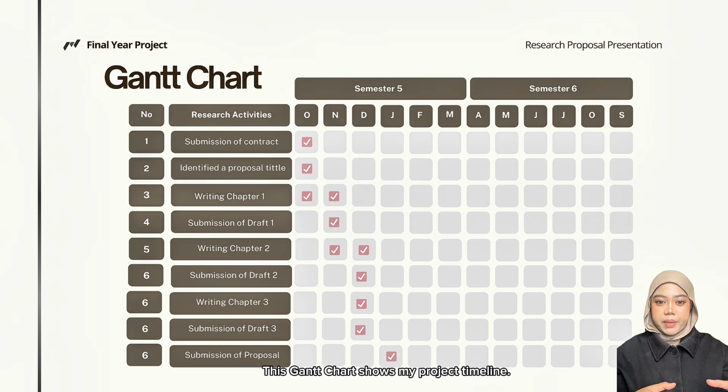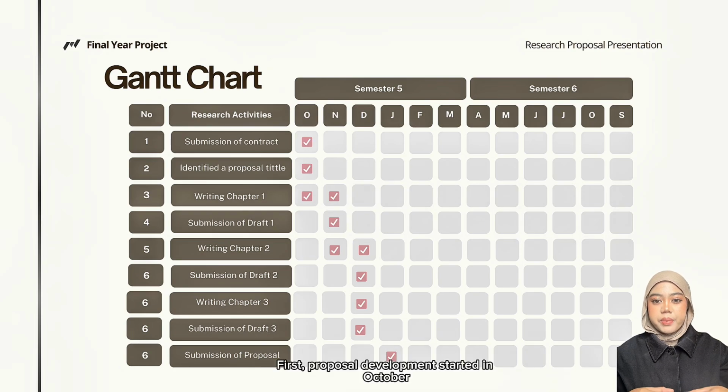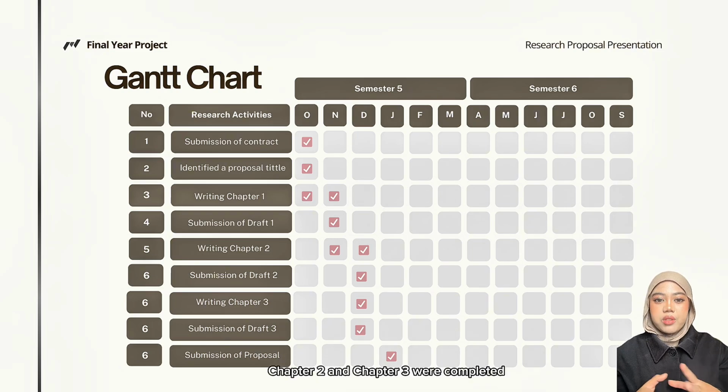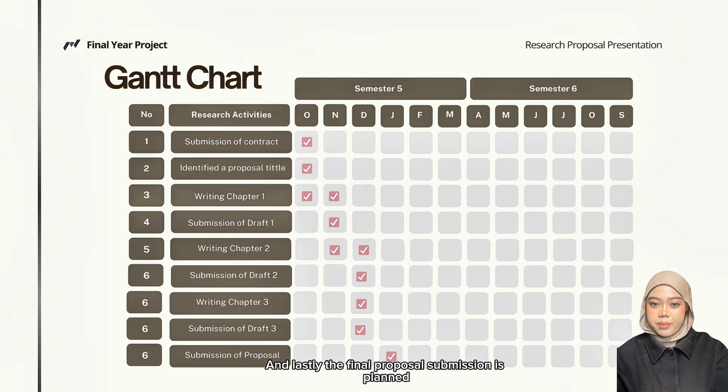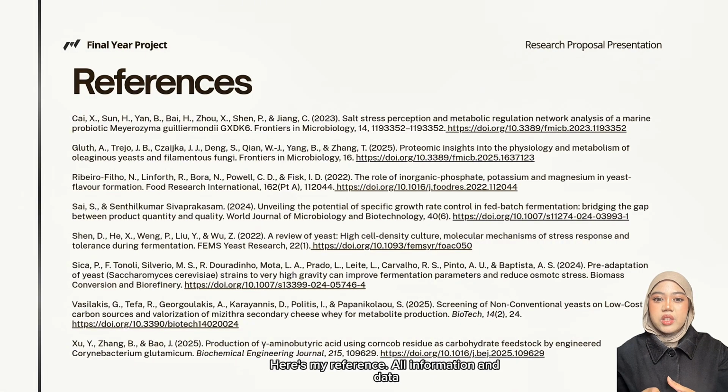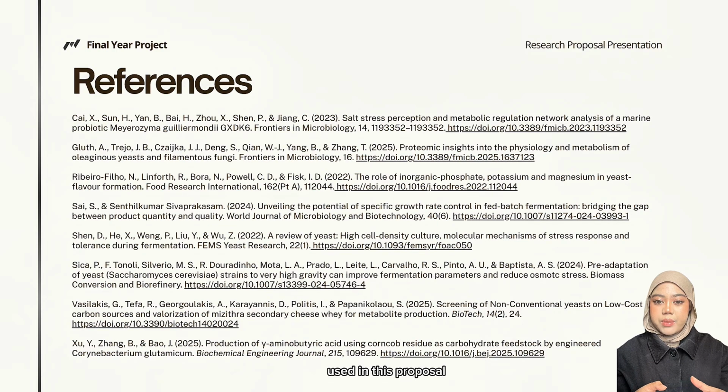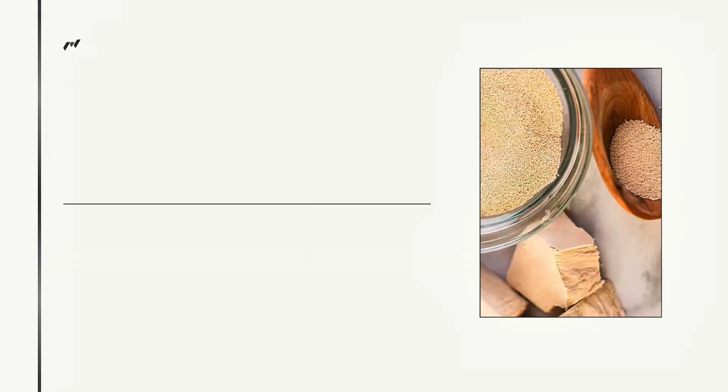This Gantt chart shows my project timeline. First, proposal development started in October, including title selection and Chapter 1 writing. Chapter 2 and Chapter 3 were completed between November and December, followed by submission of draft. And lastly, the final proposal submission is planned to submit in January. Here's my reference. All information and data used in this proposal are supported by journal articles and verified scientific sources, which are listed in my reference section.